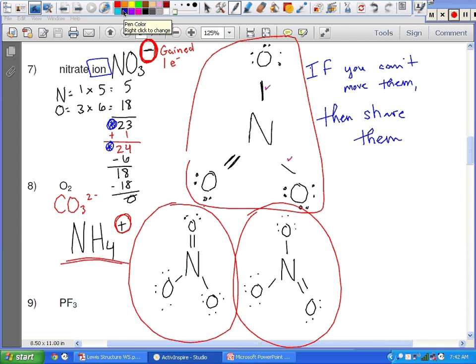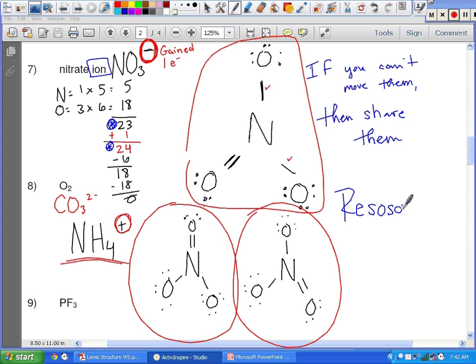And this is the word. It's called resonance. And I always misspell this word. Resonance. Okay, I will not test you on this at all.